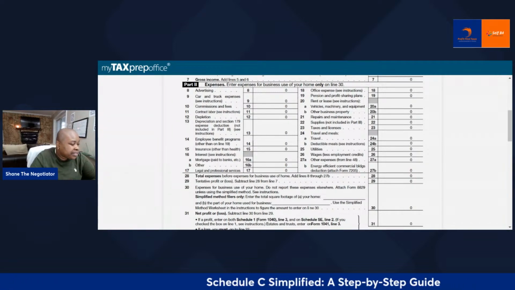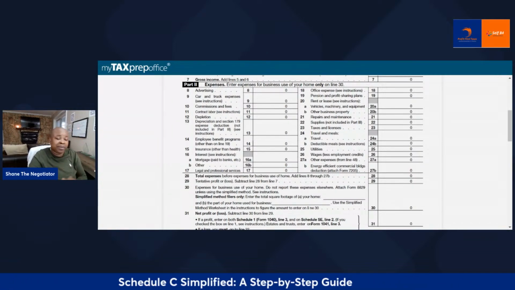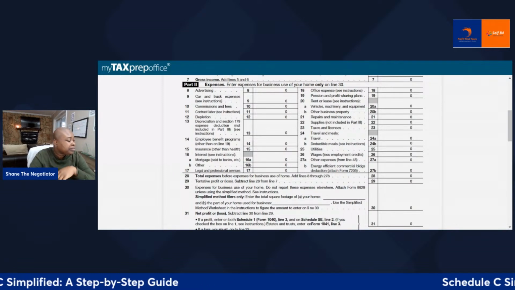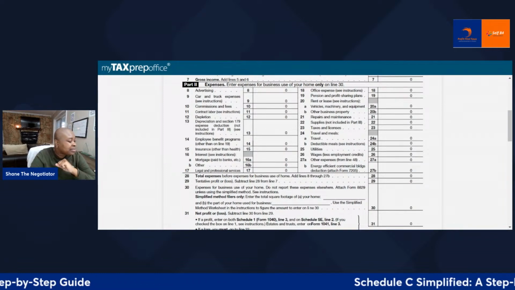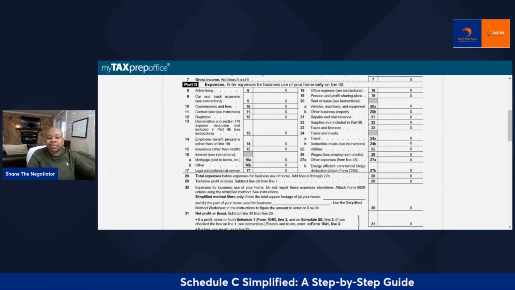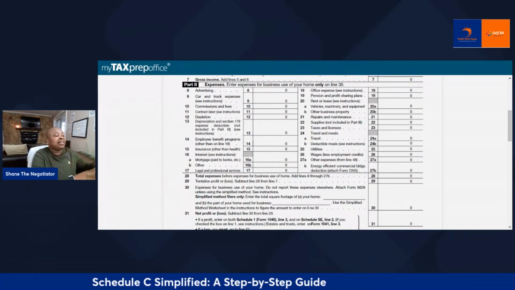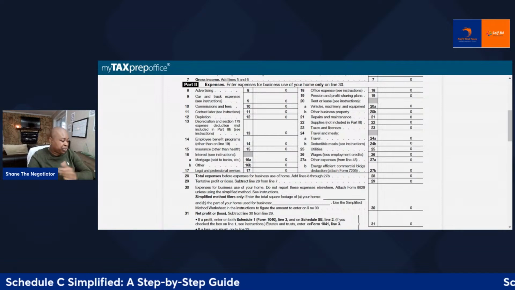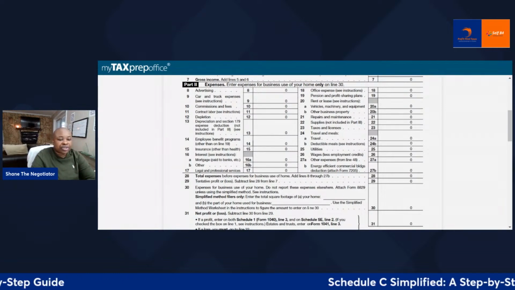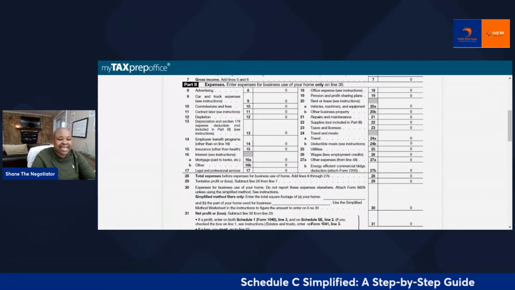Then it has some office expenses, which we'll go through next week. I'm going to break it down and show you what that looks like. And you have some travel, meals and things like that on here. So that's pretty much expenses. All the expenses you tend to have in your business, this is where most of it is going to go.